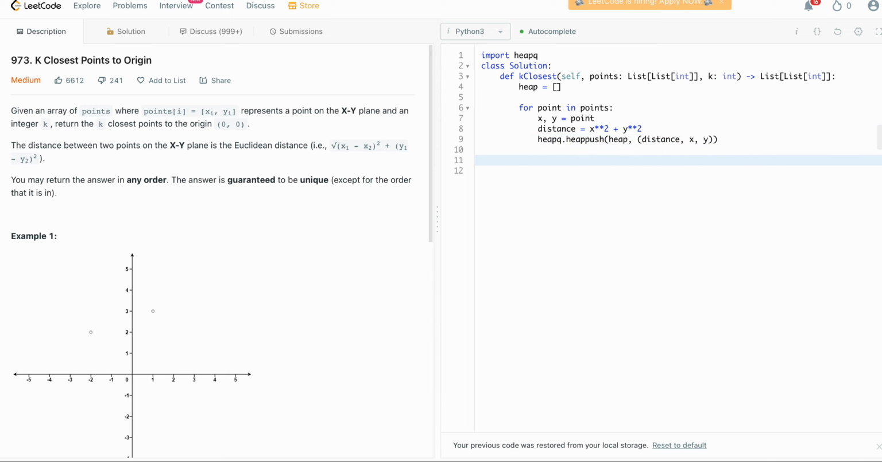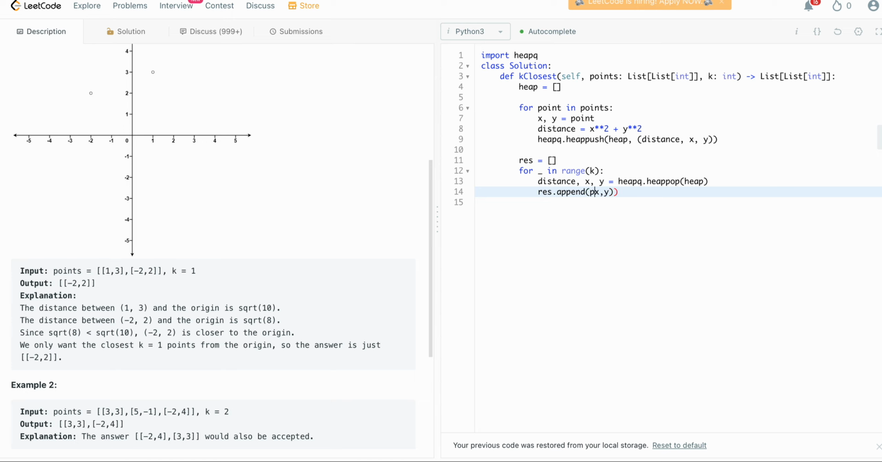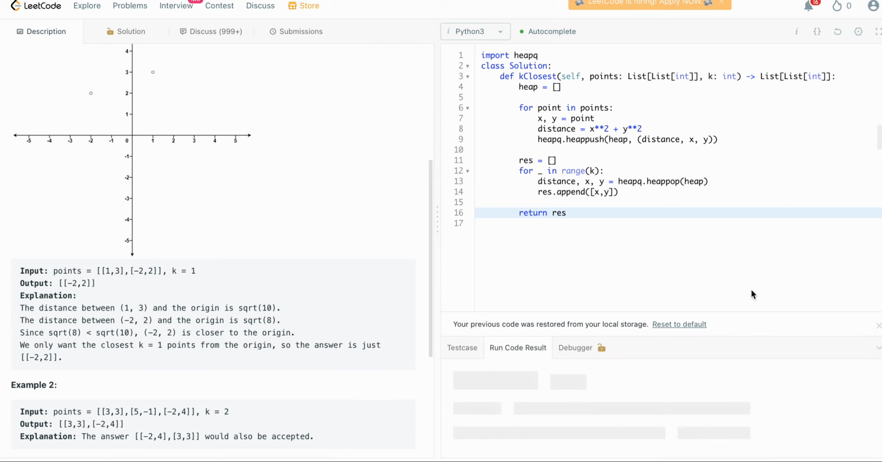Now what I'm going to do is have my resulting array, and I'm going to loop through my heap k times to get the k closest elements. I'm going to get my distance and my xy coordinates, which is the popped off element in my min heap. Now I'm going to store my xy coordinates. I'm going to append my xy coordinates to my resulting array. And now I'm going to return the result.